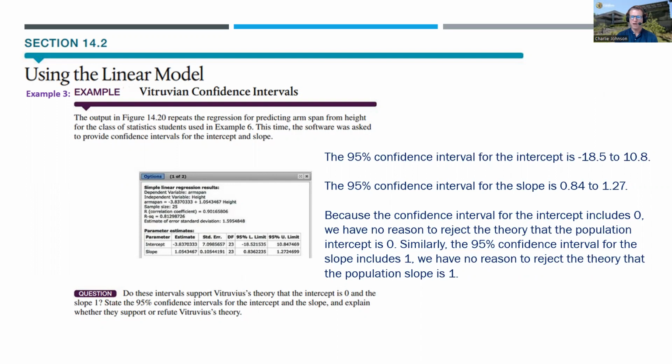So the 95% confidence interval for the intercept we can see by the table is between negative 18.5 and 10.8. And for slope, the 95% confidence interval is between 0.84 and 1.27.